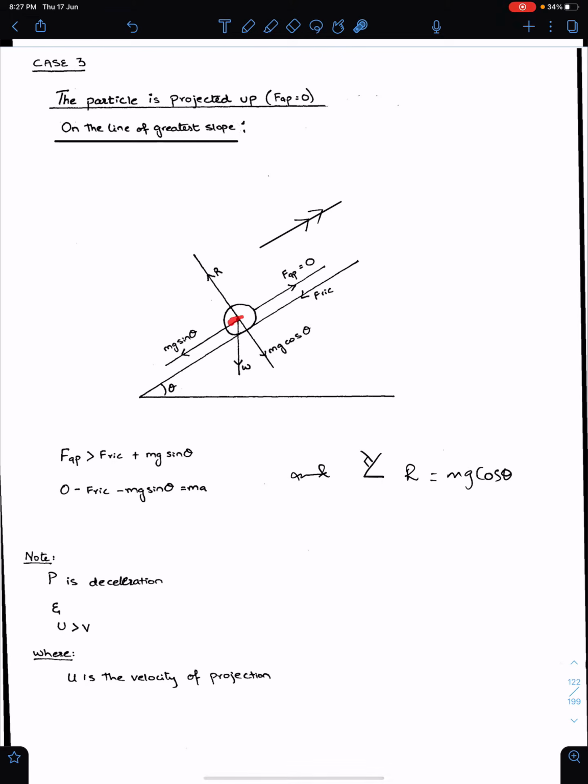And the particle, or object, sorry, the particle is decelerating because u is greater than v. u is the velocity of projection. The object is projected with initial velocity u.